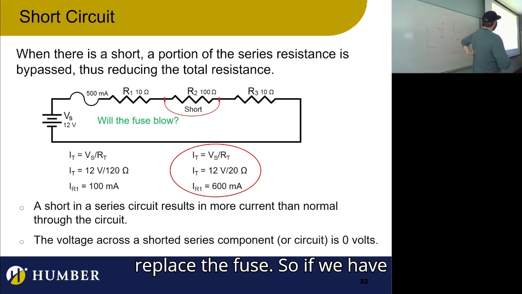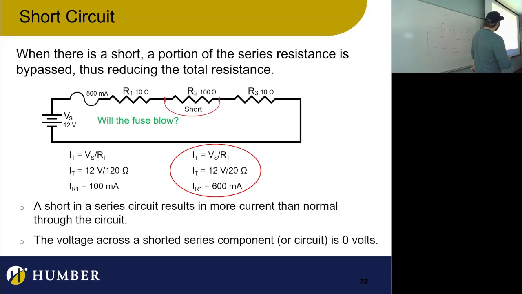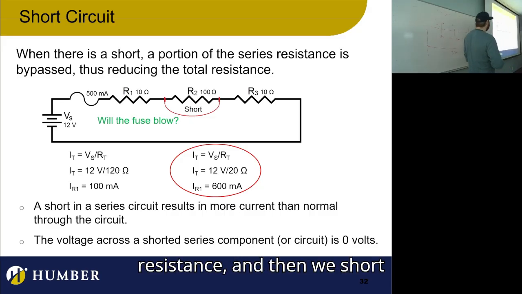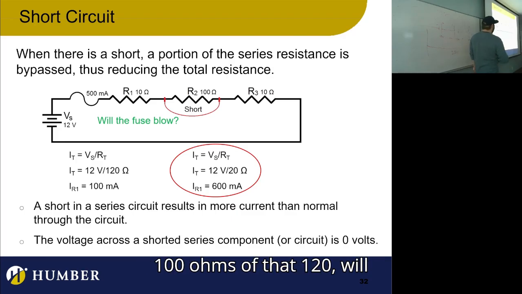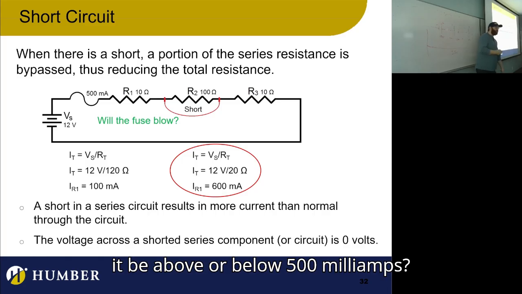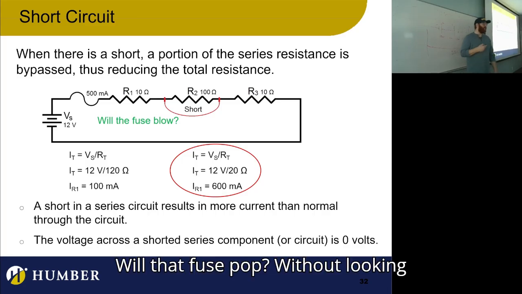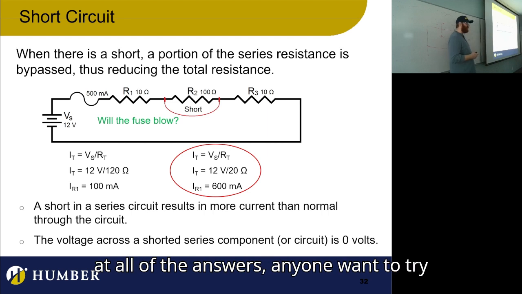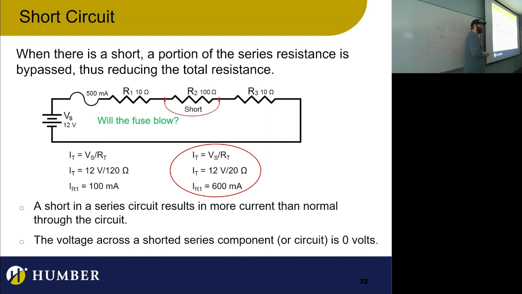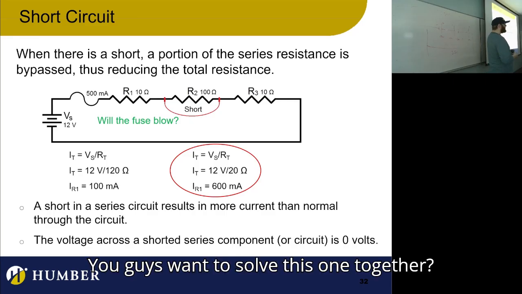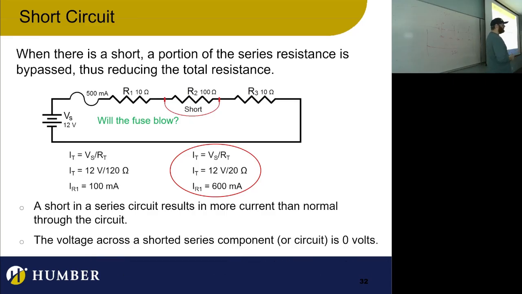So if we have originally 120 ohms of total resistance, and then we short 100 ohms of that 120, will it be above or below 500 milliamps? Will that fuse pop? Without looking at all of the answers, anyone want to try it out? You guys want to solve this one together? Yeah, let's do it.